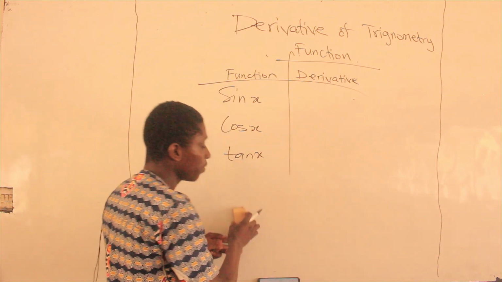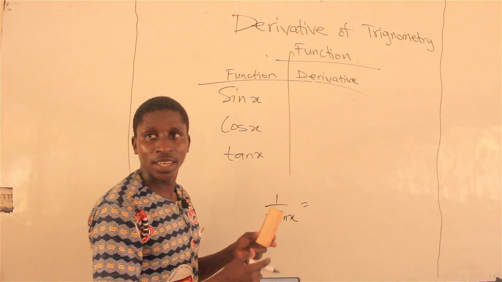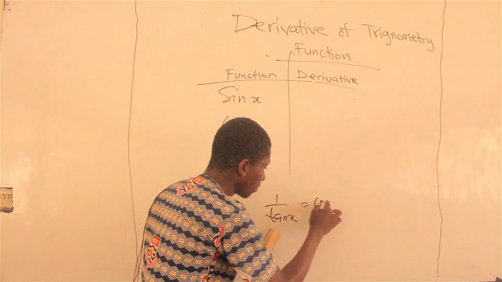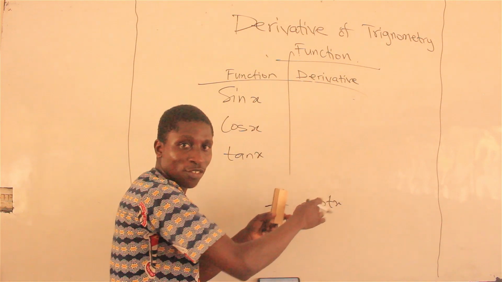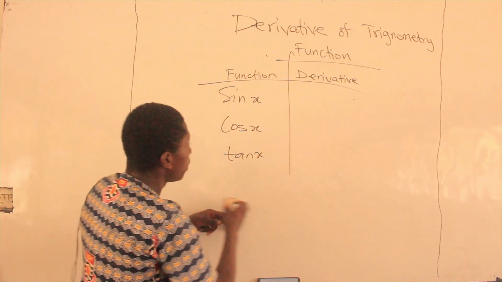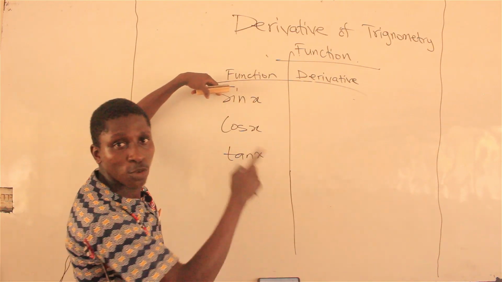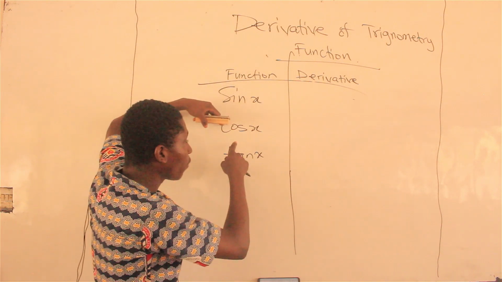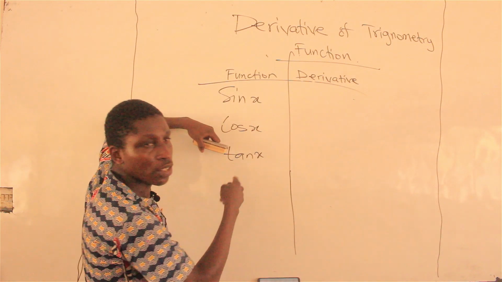Then, if you have 1 over tan s, this gives you cot. We are going to combine these, which is why I first introduced them. So we know that 1 over sine is cosec s, 1 over cos is sec, and 1 over tan is cot.